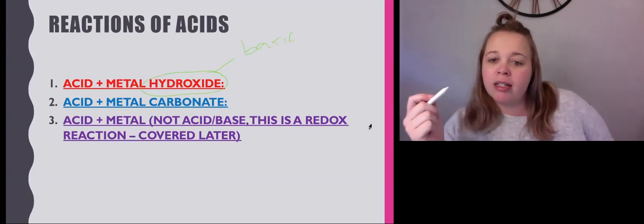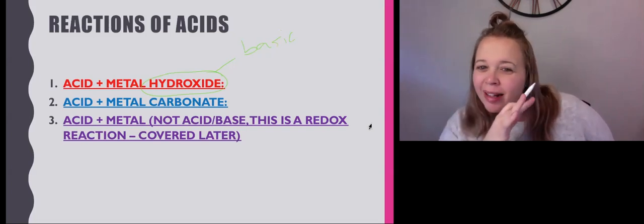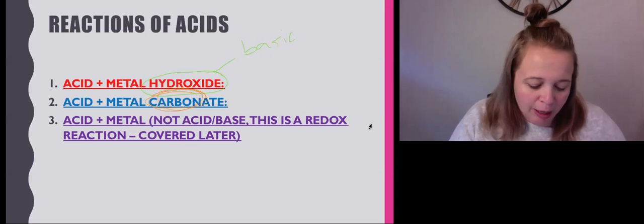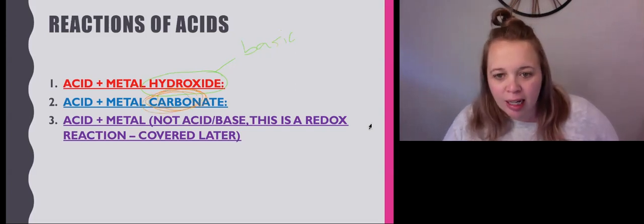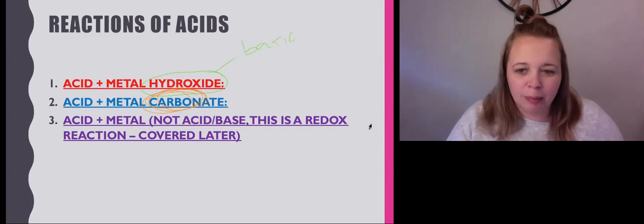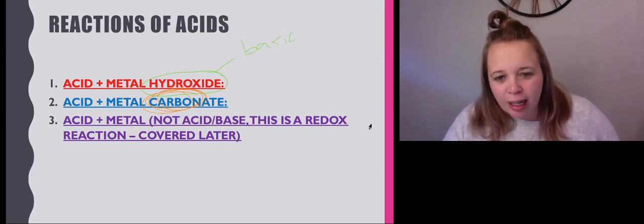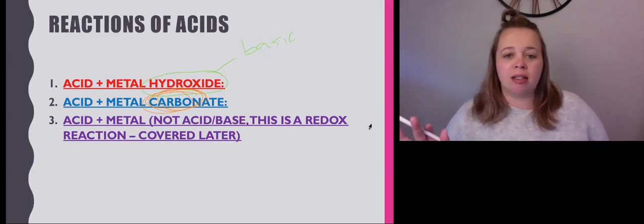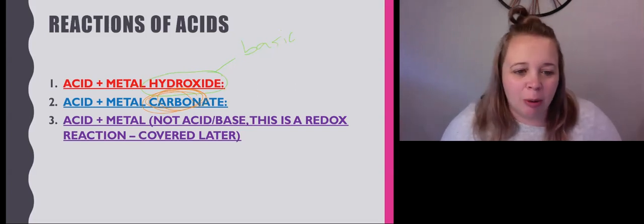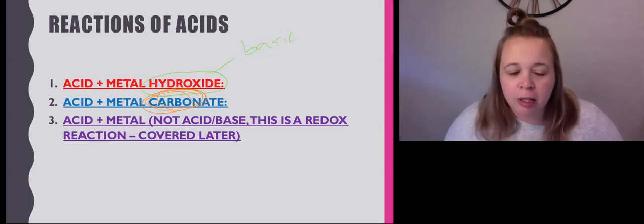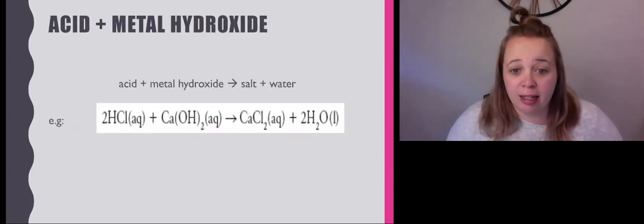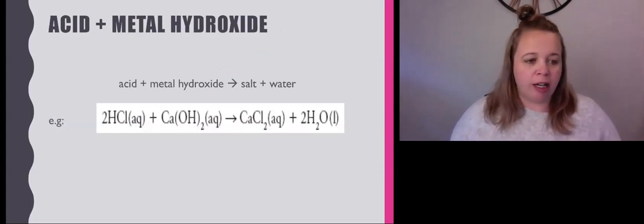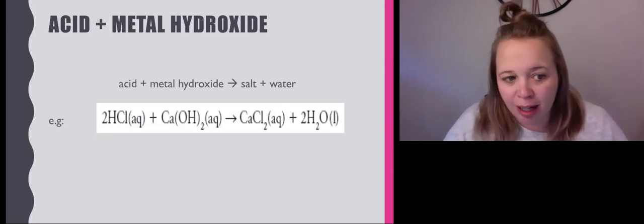The next one we've got is an acid and a metal carbonate. Again, quite similar, except we've definitely got a big difference here in the fact that we're now talking about carbonate. So that's your key there. The last one is an acid plus a metal. So it's not acid-base, it's actually a redox reaction, and we are going to cover redox reactions not too far down the track, but we'll just do a really brief introduction to what you get between an acid and a metal. So to begin with, my first type of reaction is an acid plus a metal hydroxide.